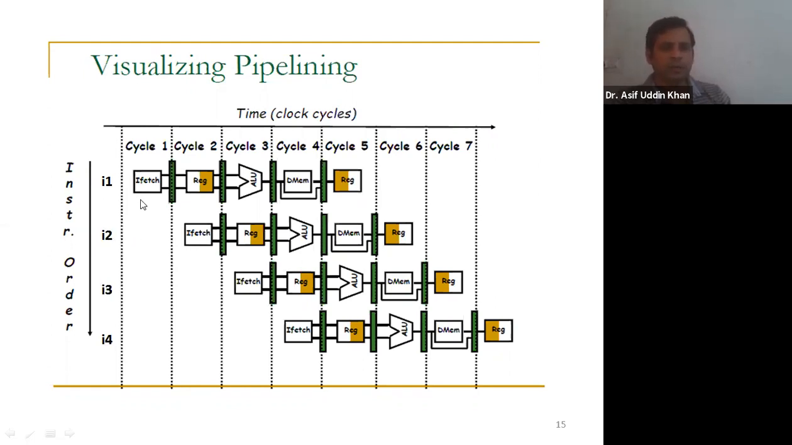And in all these stages or phases, the hardware components that are used are shown here. We know that in the IF stage we are using instruction memory. In the ID stage we are using registers. In the EX stage we are using the ALU. In the MEM stage we are using data memory. And in the WB stage we are using registers. So these are the components shown here.